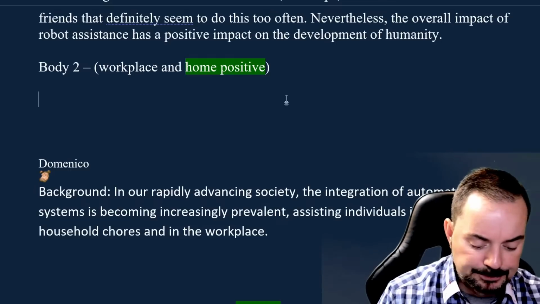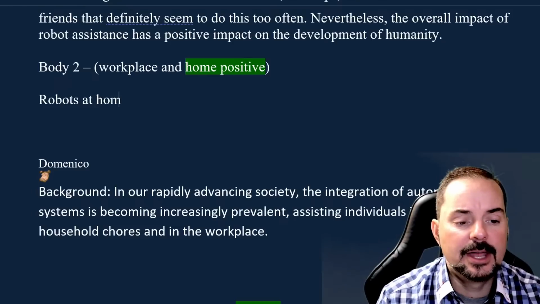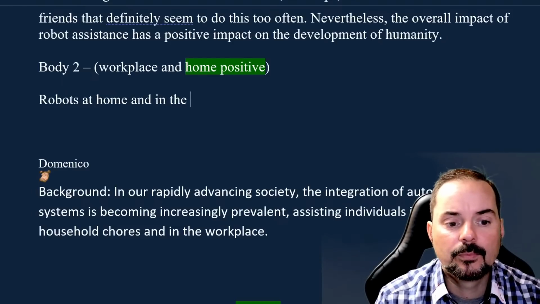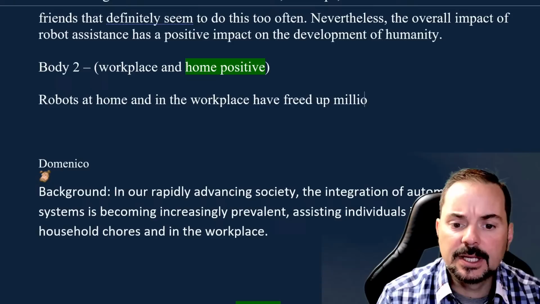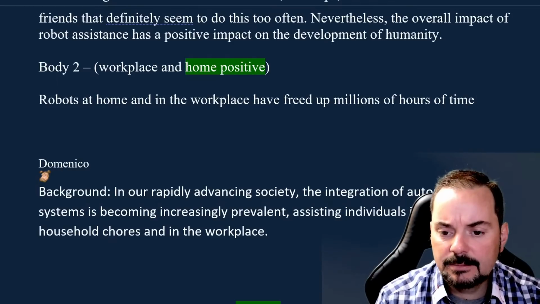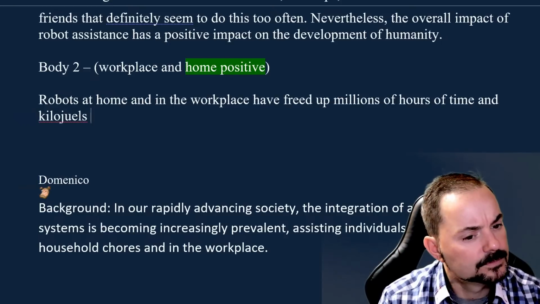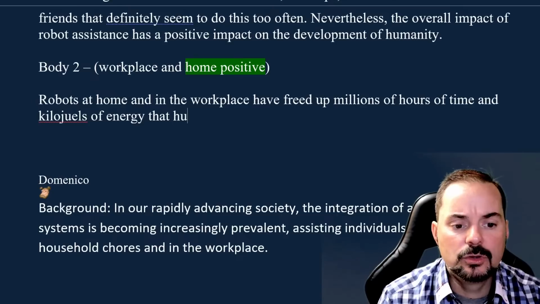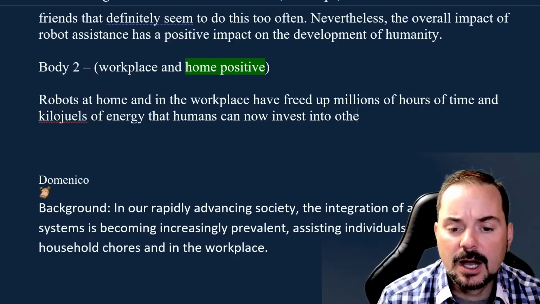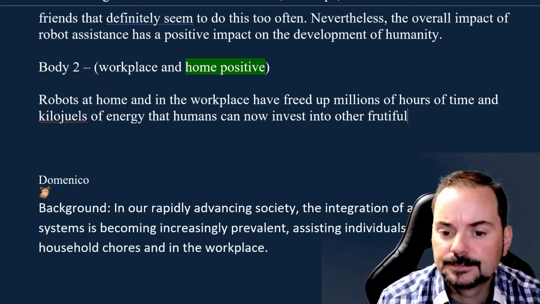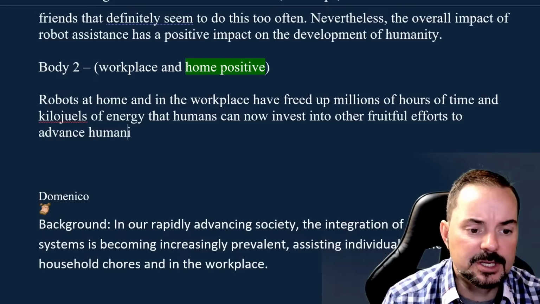All right. So, robots at home and in the workplace have freed up millions of hours of time and kilojoules of energy that humans can now invest into other fruitful efforts to advance humanity. Now I'm going to make some corrections here.